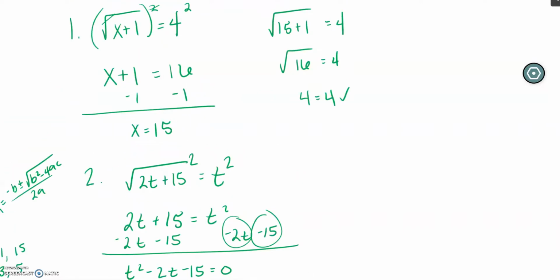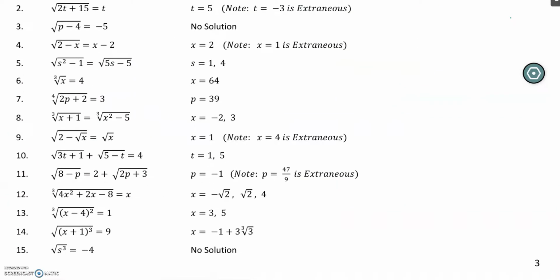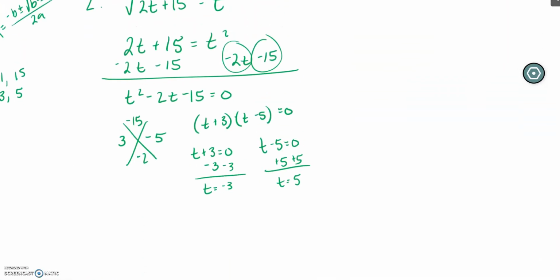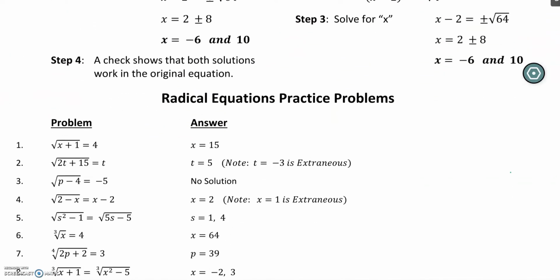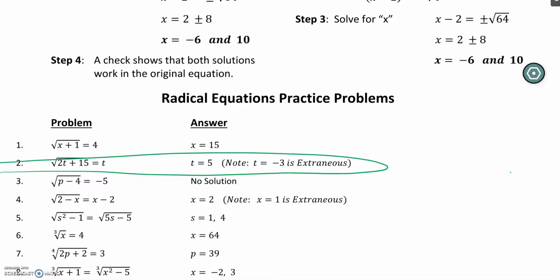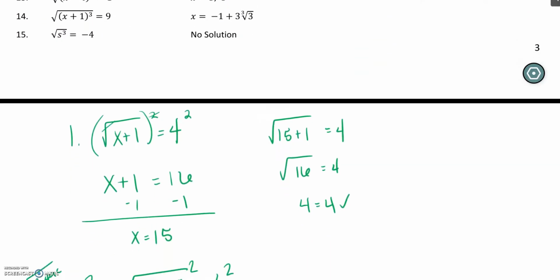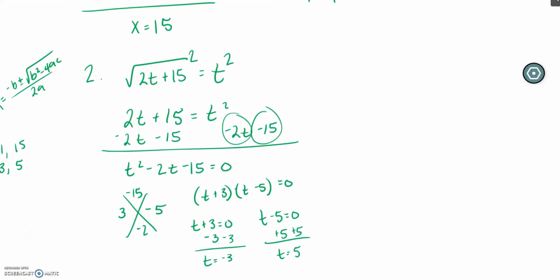Was I out of the window? I'm sorry, if I was out of the window, my bad. That's what I did. I solved. One thing that you might notice, negative 3, it says, is extraneous. Well, what does that mean? Let's see. We've got to check our answers.